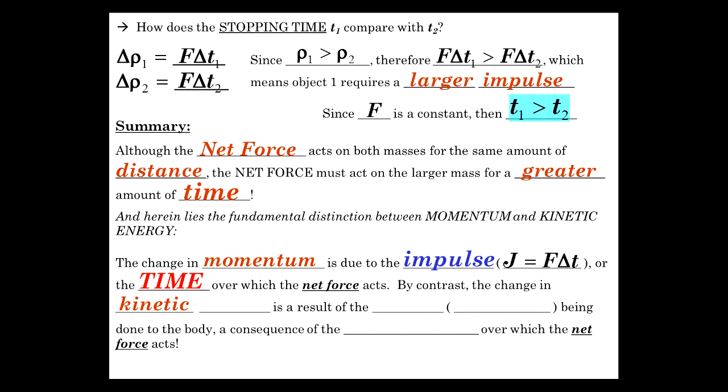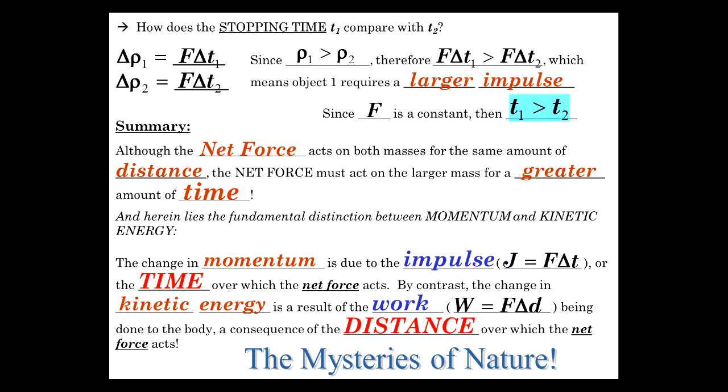By contrast, however, the change in kinetic energy is a result of the work done on the object. And work is F delta d. So you're seeing it right here, the fundamental difference. That's a consequence of the distance over which the net force acts. So here we see this mystery of nature. Both are dependent on mass and velocity. But fundamentally, momentum is related to how long a time the force acts, whereas the kinetic energy, or the work, is related to how far the force acts, the distance over which the net force acts.